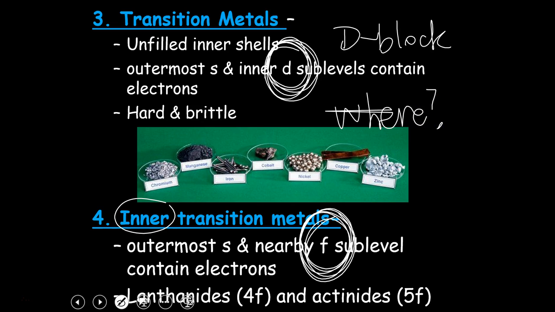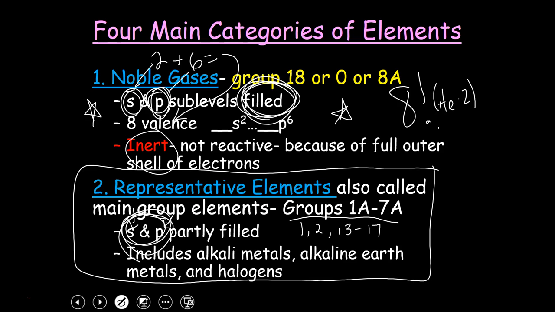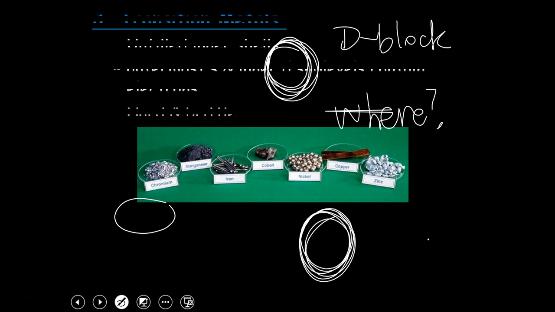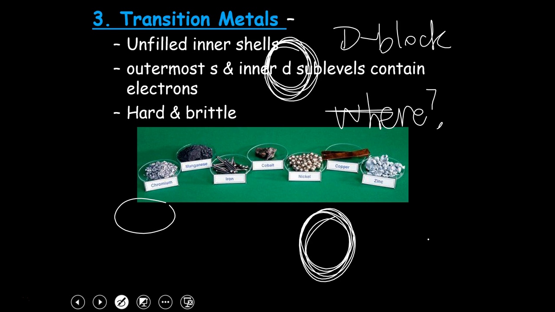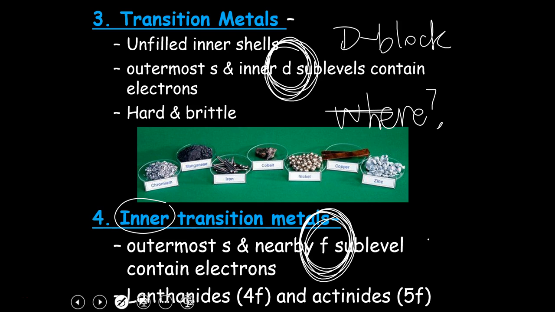So whether they're all filled, so you've got your noble gases; you've got your representative, where it's just the S or P; or you've got the transition, where that valence electron's hanging out in the D block; or your inner transition, where it's hanging out in the F block. That's the third way to categorize them.